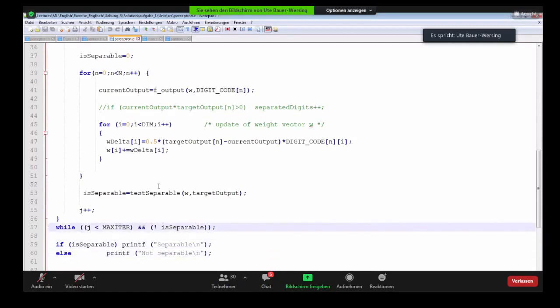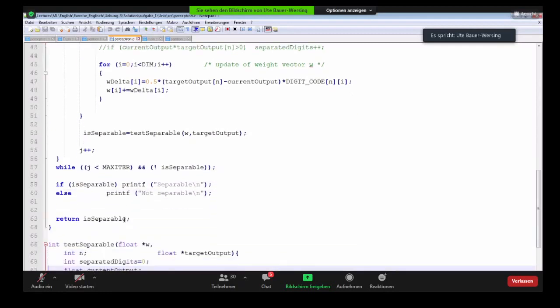And the important thing is, while you are learning, you have to test after a couple of iterations. Either if you reach the point where you found the hyperplane, so you have to test if all the digits are classified correctly. If this is not the case, and you have not reached the maximum number of iterations, then you continue learning, right? So this is basically what you have to do for learning.